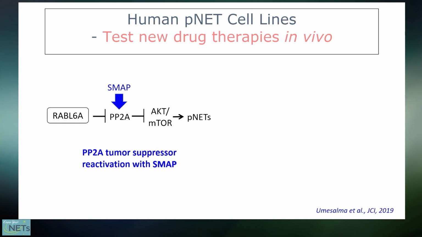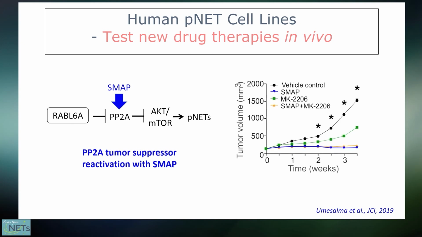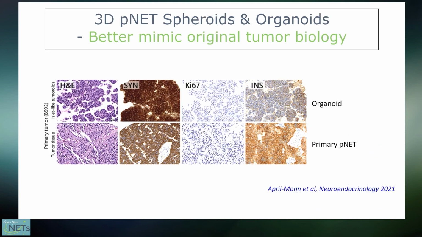And we focused on reactivating a very powerful tumor suppressor called PP2A using small molecule activators of PP2A, or SMAP drugs. The exciting thing is that when we treated tumors with SMAP, shown in the blue curve, it was highly anti-tumorigenic compared to single drugs or the vehicle control shown in the black curve.